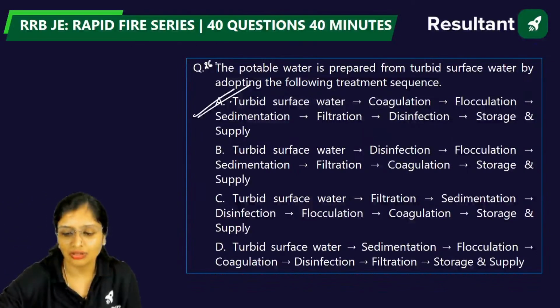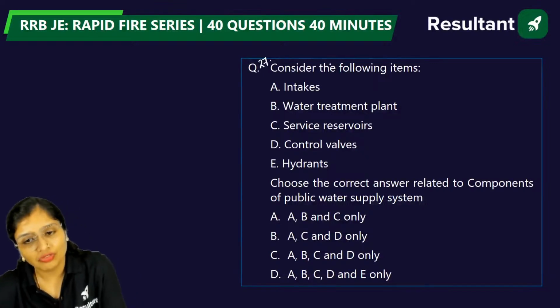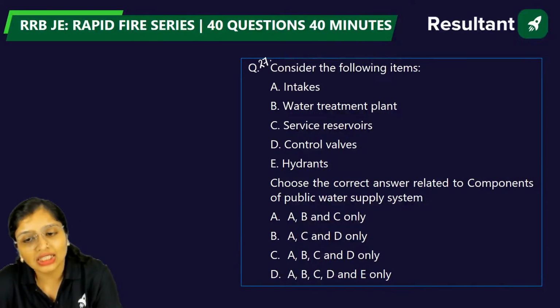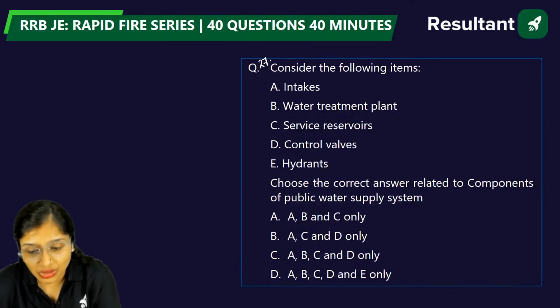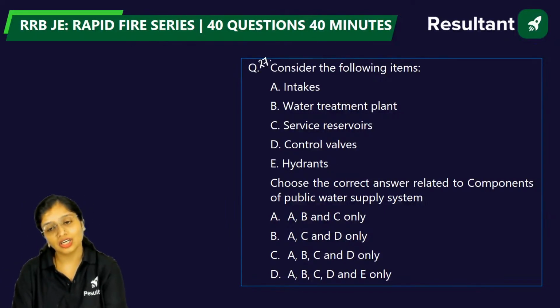Okay. Now, question number 27. The following items are given to you: intakes, water treatment, service reservoir, control valves, and hydrants. Now, which are the components which you use for a public water supply system? Come on, guys. Which one?